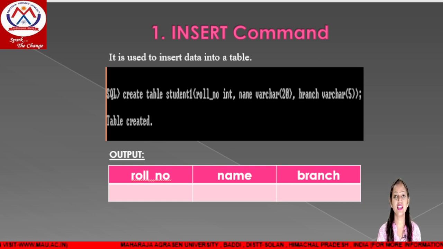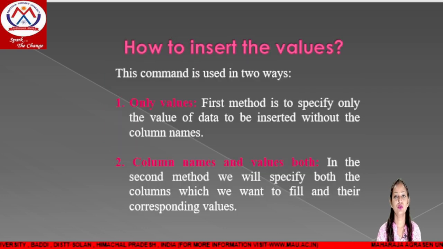So as you can see here in this particular slide, roll number, name and branch, and the fields are empty, all the cells are empty here. So it means this is the schema of the relation we have created. So coming towards the insert command, how you can insert the values in a table? The insert command can be used in two different ways. The first one is only values. Only values means what?